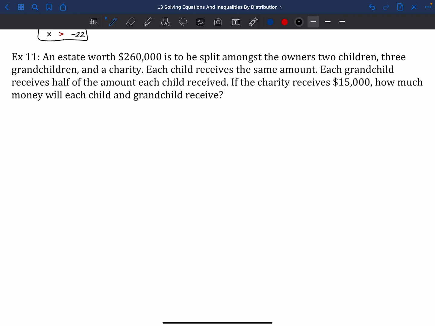All right, so again, what I would suggest on word problems, and what we're going to do here, is I'm just going to read through it again.